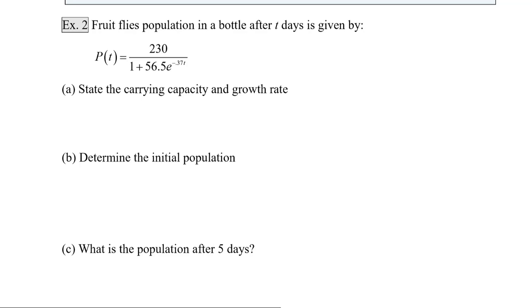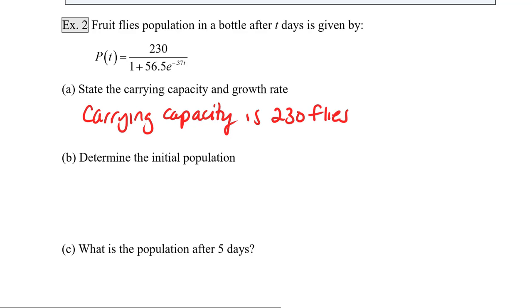Example 2. A fruit fly population in a bottle after t days is given by this logistic model. State the carrying capacity and the growth rate. Well, the numerator is always the carrying capacity, so the carrying capacity is 230 flies. And because b represents the growth rate, b is equal to negative 0.37. So we're going to say that the growth rate is 37%.